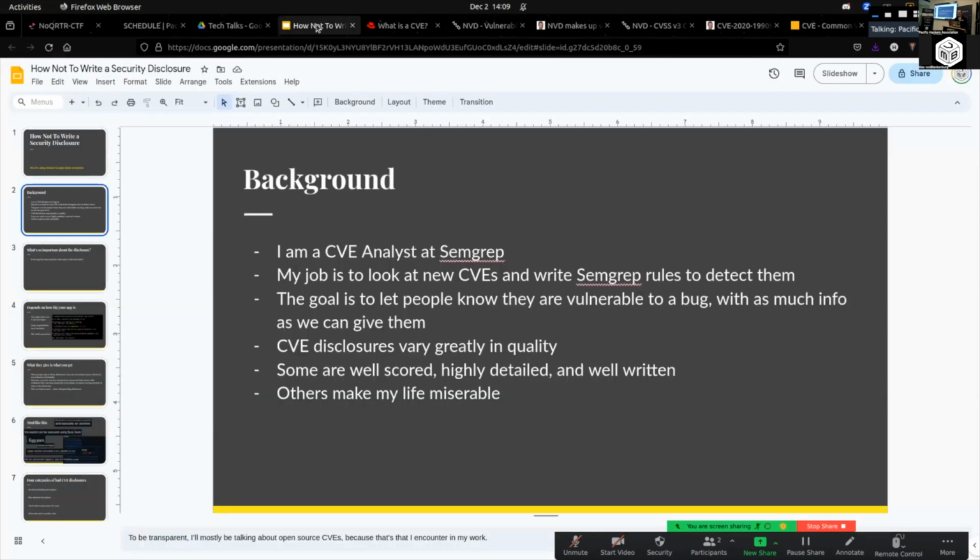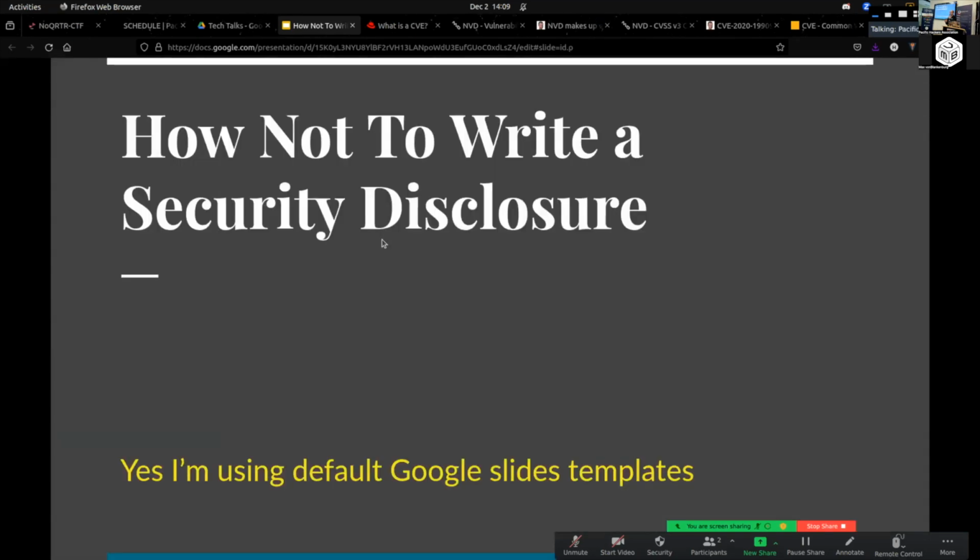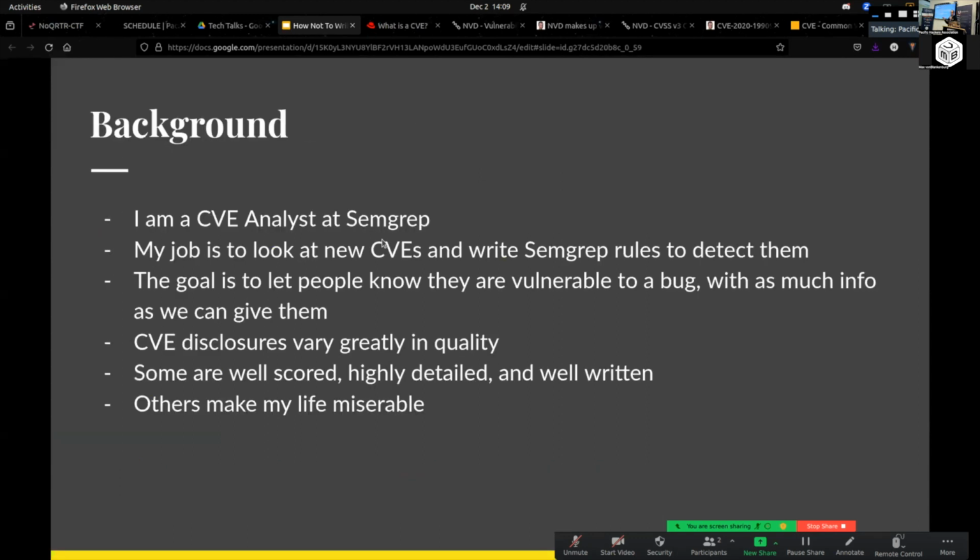So my job day to day is to go through these that get disclosed every day, and write Semgrep rules for them. I won't go into the details of what a Semgrep rule is, but basically the goal is to let people know that they're vulnerable to a bug and give them as many details as they can. How to patch it, what it affects, anything that they need to write YARA rules or whatever else they need to do. So these CVE disclosures vary greatly in quality. Some of them are well scored, highly detailed, and very well written, and others make my life miserable.